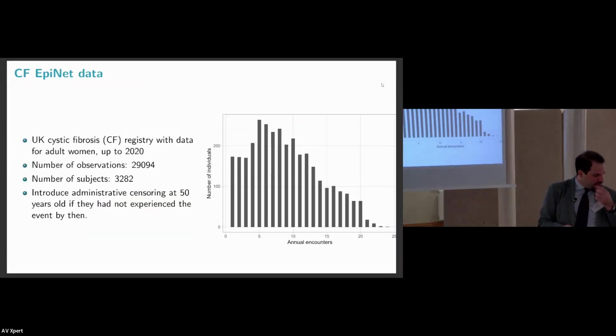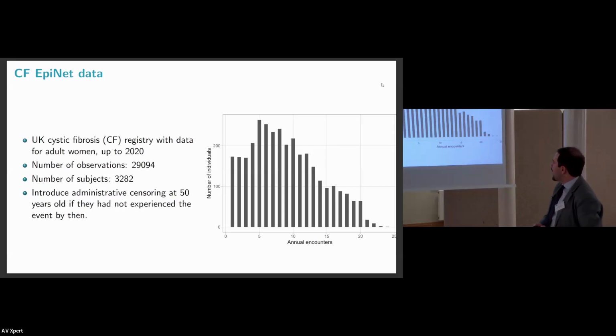Application to the data. Now I'm going to present data from the UK cystic fibrosis registry. This contains a lot of information about people with cystic fibrosis in this country. In particular, there is this CF Happy-Net initiative to make those data ready for research and available to those who are interested, as long as they submit a project proposal.